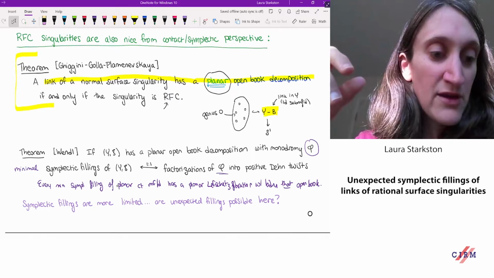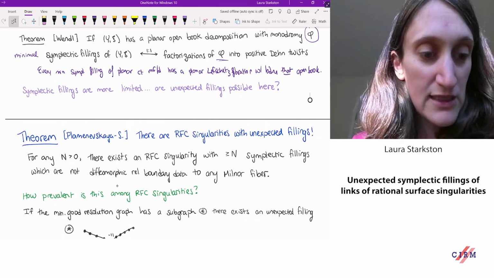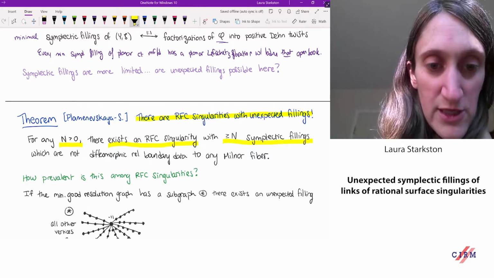Okay, so this is the class we looked at, and we tried to study their symplectic fillings. And what we found is, despite the fact that this is a nice, simple set of rational surface singularities, despite the fact that their symplectic fillings are somewhat limited because of this planarity condition, there are still unexpected fillings showing up within this particular class of singularities. And more precisely, if you give me any positive number, I can find a singularity in this nice planar reduced fundamental cycle class where I have at least that many symplectic fillings, the number you gave me, such that none of them are Milnor fibers.